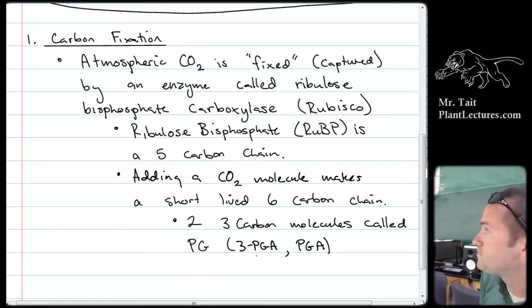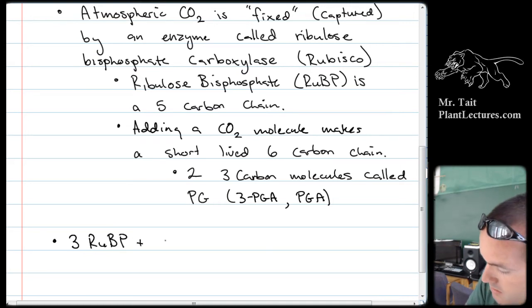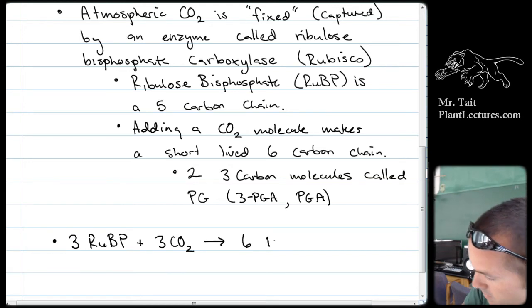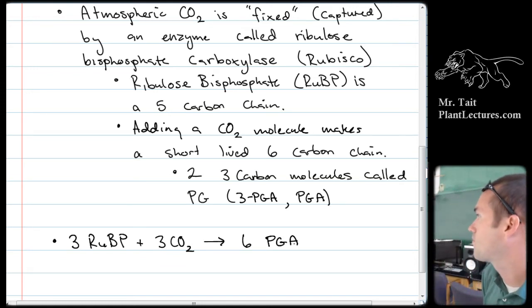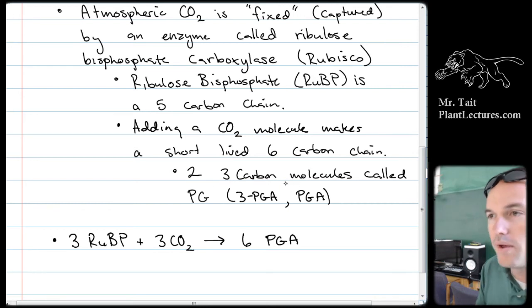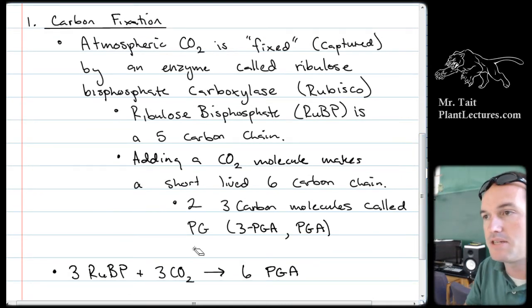All right. So this process here is going to happen 3 times to make 6 carbons. So we have 3 RuBP plus 3 CO2 yields 6 PGA. Why did we pick that? Save that for later. We talked first about there being 1 and 1, that's this, and that process happens 3 times to create a total of 6, right? And hang on to the reason why for a second.